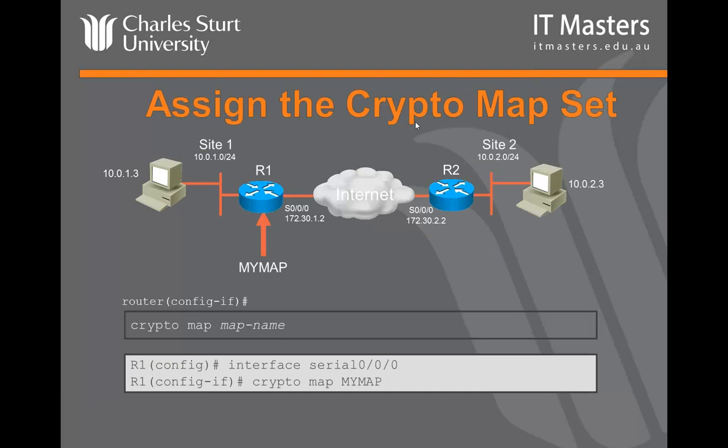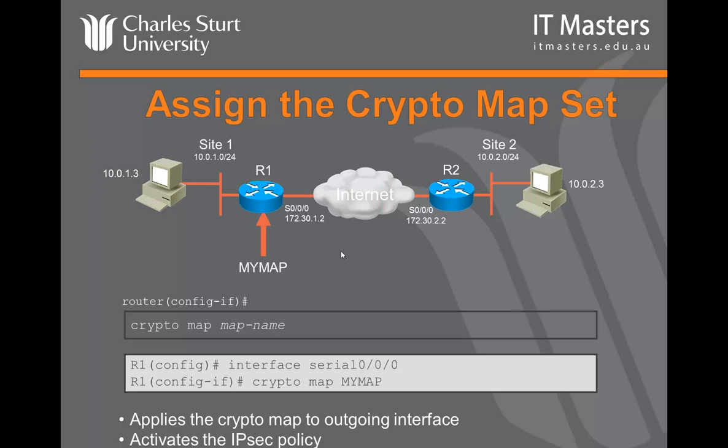We then assign the crypto map set, so in configuration interface, we go into 0/0/0, and we just simply type in crypto map my map, and then the crypto will start. When there's interesting traffic, the crypto VPN tunnel will be initiated. Again, this just applies the crypto map to the outgoing interface and activates the policy.